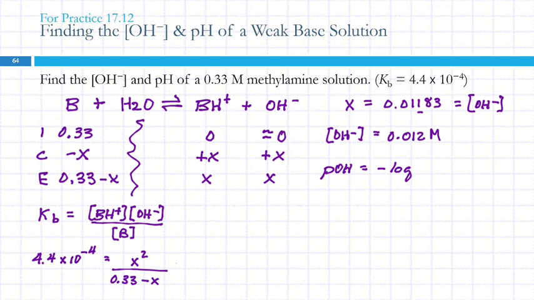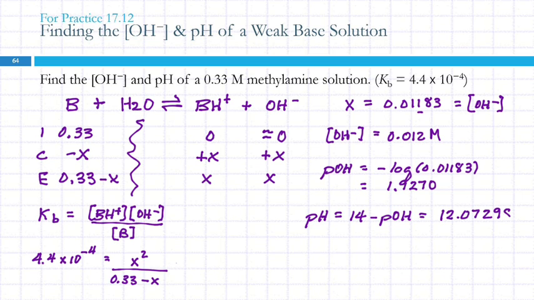So now here's our negative log. I'm going to use the unrounded number. So pOH, negative log of 0.01183, 1.9270. That's the pOH. pH is 14 minus that. 12.07298, 12.07.